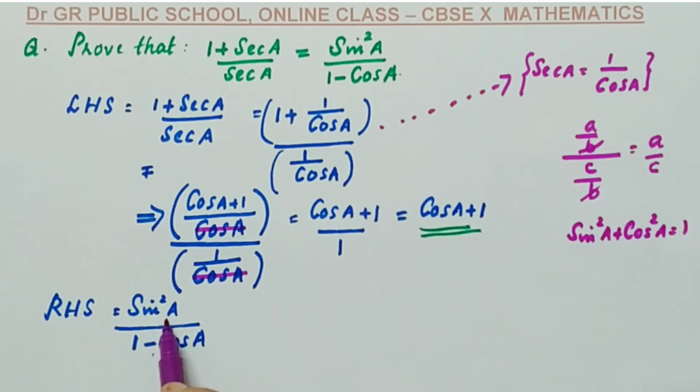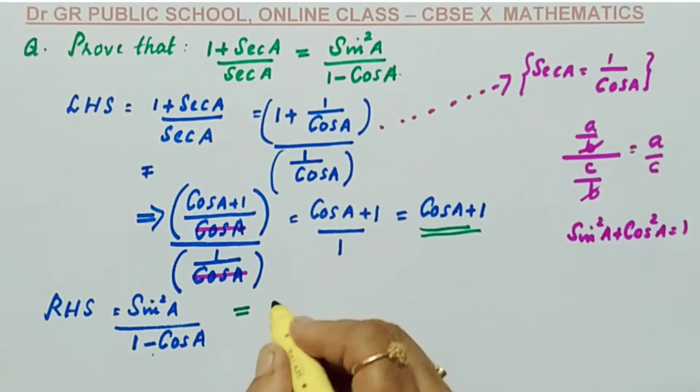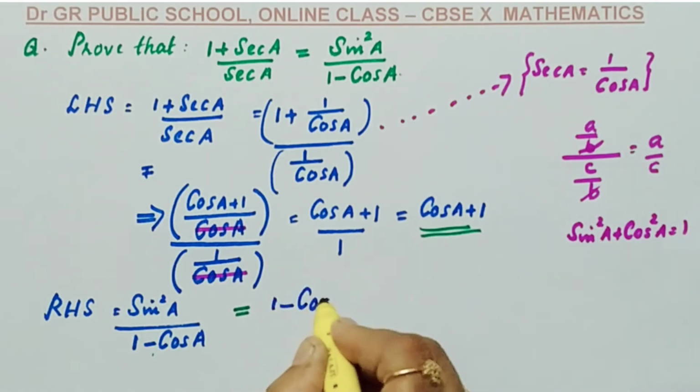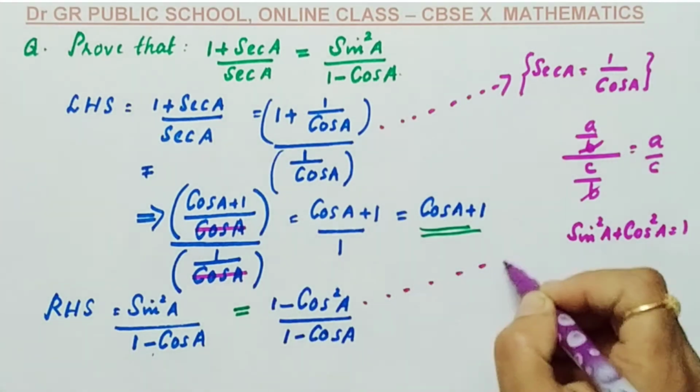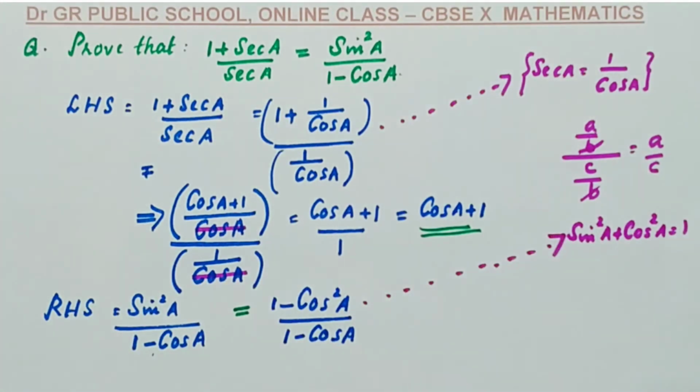This sin square a also needs to be converted to cos a. I am going to apply the relation: what is sin square a? Sin square a can be replaced with 1 minus cos square a, the whole divided by 1 minus cos a. In this step, I applied the identity sin square a plus cos square a equal to 1.